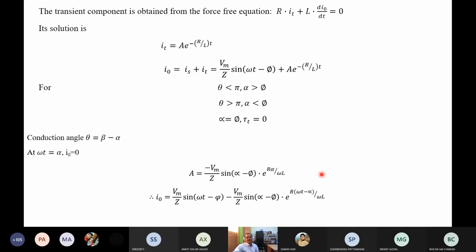So the differential equation has two components, a steady state component and a transient component. The complete solution, instantaneous current, is steady state component plus the transient component. A is found from the initial condition. Put the value of A here, and it is the complete solution.